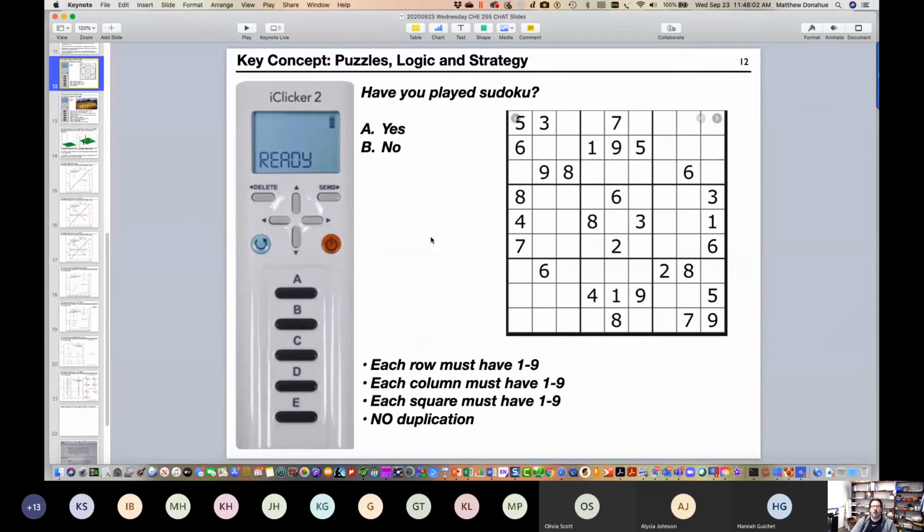So how many of you know how to play Sudoku? Just type yes or no in the chat. So quite a bit.